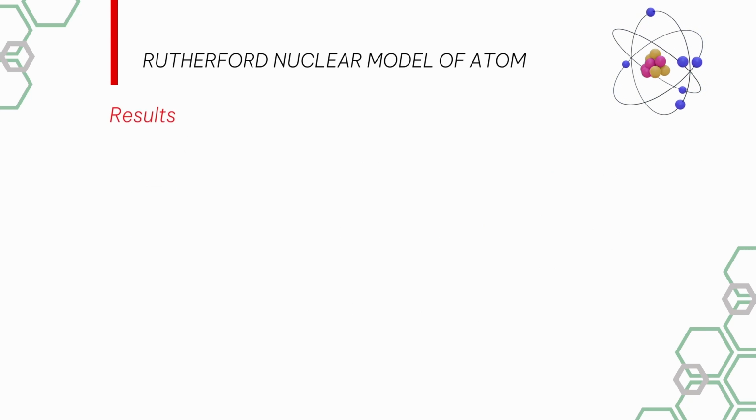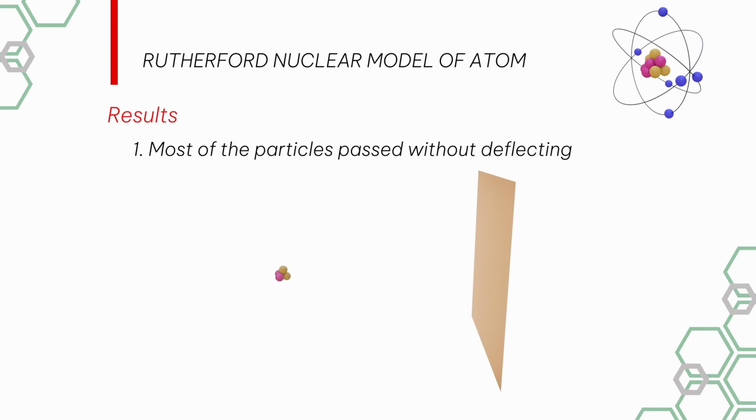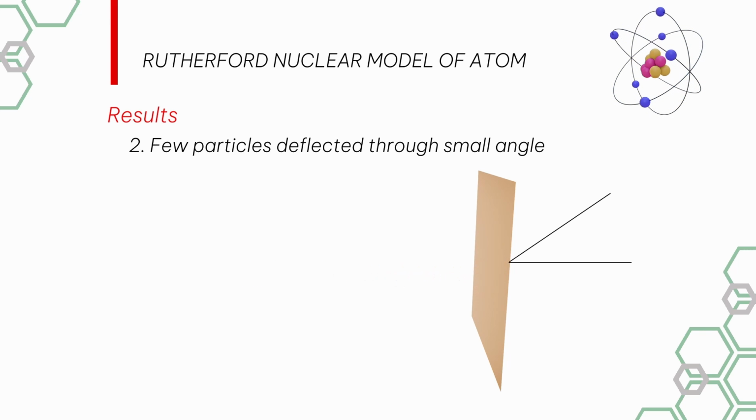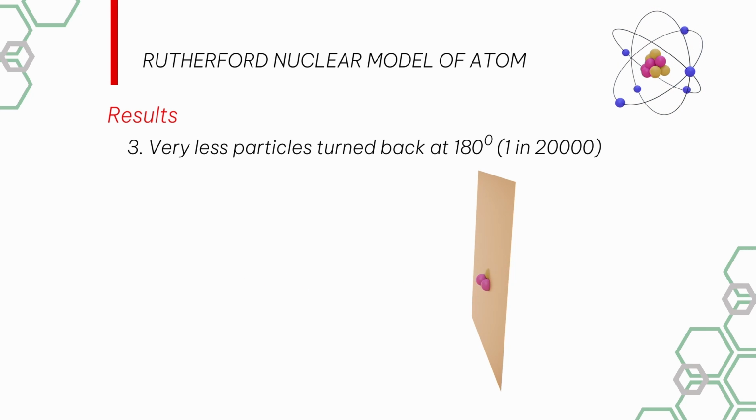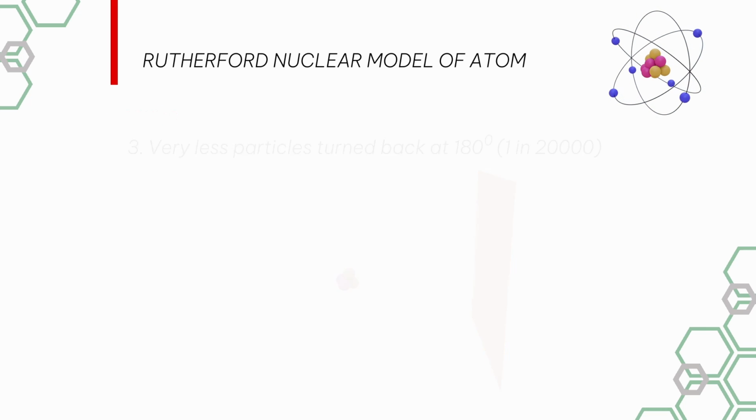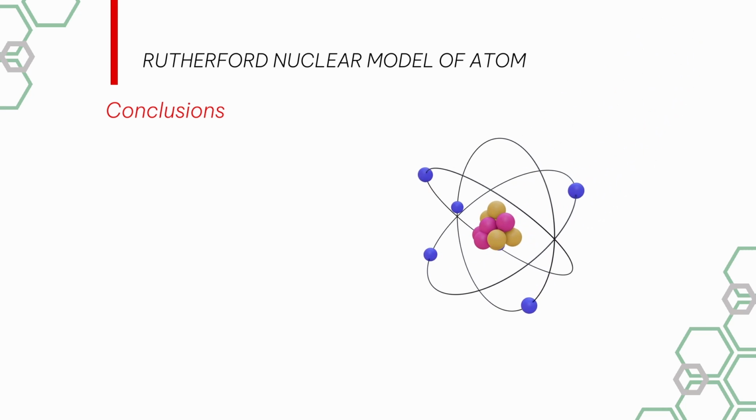There were 3 main results of this experiment. First, most of the alpha particles passed through the gold foil without deflecting. Second, some alpha particles deflected, but only by a very slight angle. Third, very few alpha particles, 1 out of 20,000, turned back by 180 degrees. So on the basis of these results, he came to these conclusions.